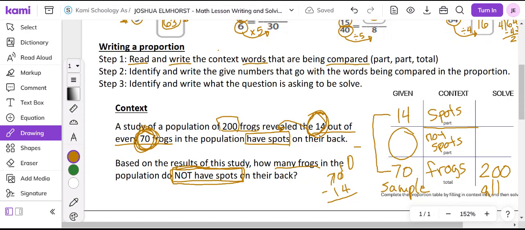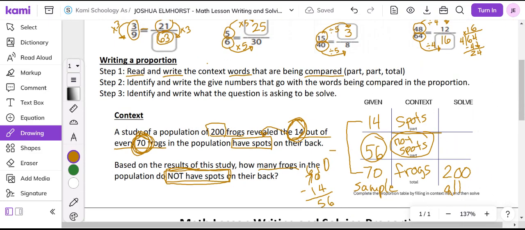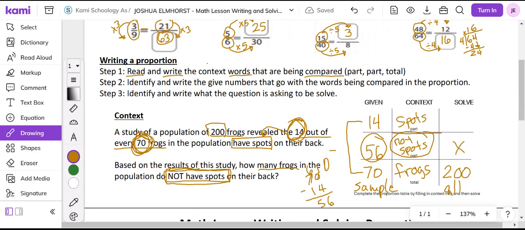And we're going to have to borrow. We cannot subtract 4 from 0. So 70 minus 14 is going to give us 56 frogs that do not have spots. So we use the spots information to help us find the not have spots. Now we're going to go over here to solve for how many do not have spots. So we have 56 out of 70, and that fraction is not directly comparable to 200.